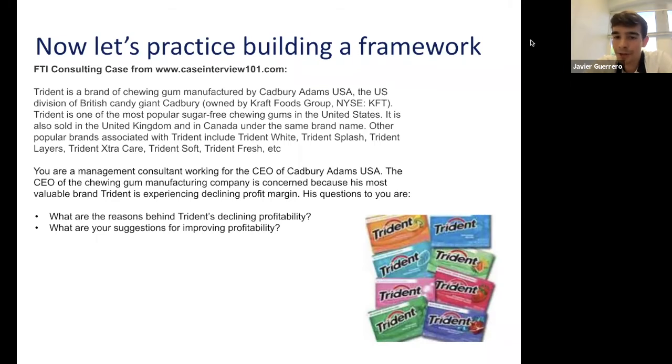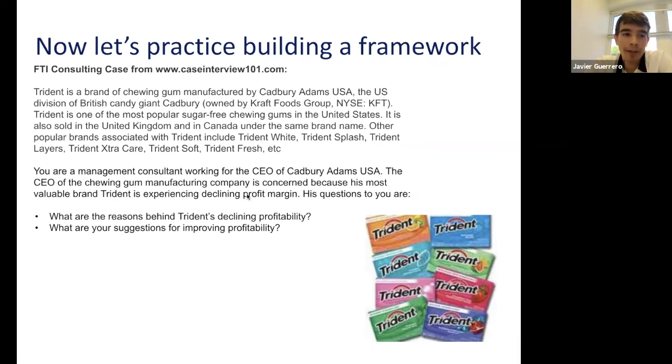And so we're a management consultant working for the CEO of Cadbury Adams USA, the manufacturer of Trident. The CEO of the chewing gum manufacturing company is coming to us and is concerned because his most valuable brand, Trident, is experiencing declining profit margin. And he has two questions for us. First, what are the reasons behind the declining profitability? And second, what are our suggestions for improving profitability? So for this case, we're just going to start off by building a framework.